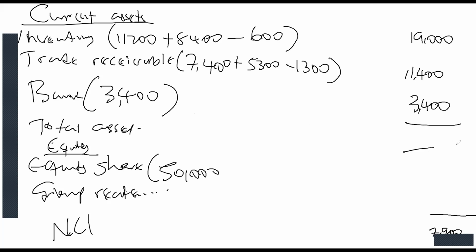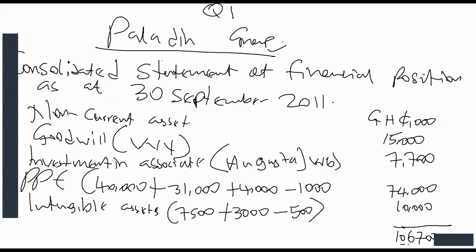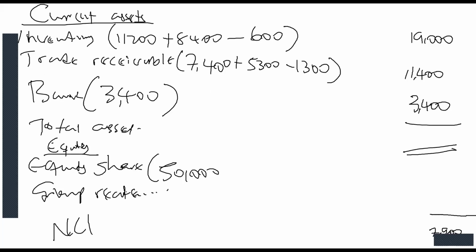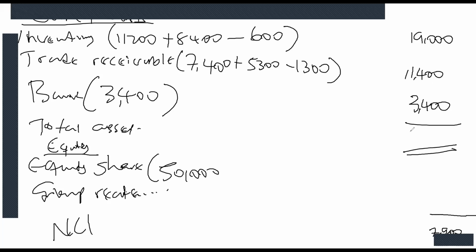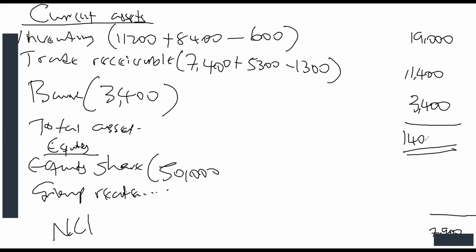Put all together as total asset. You double underline. Now you are adding from the total non-current asset of 106,700 down to current asset. 140,500. Let's go. You double check whether it's balanced or not.